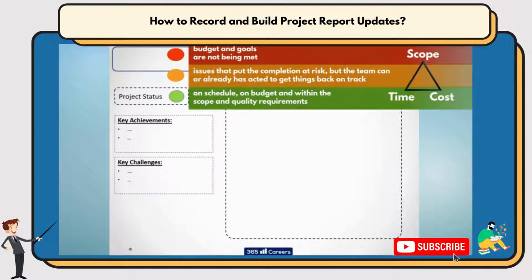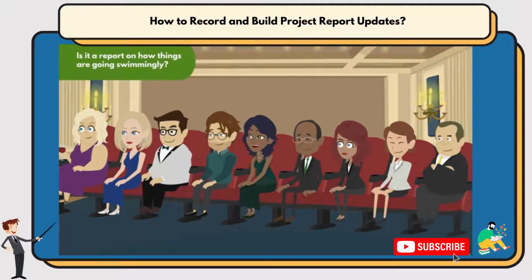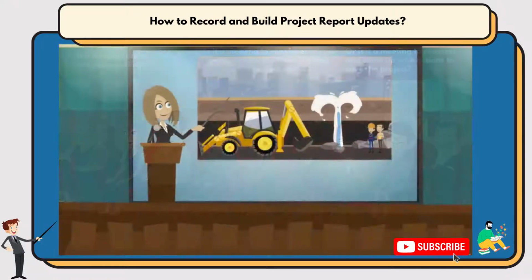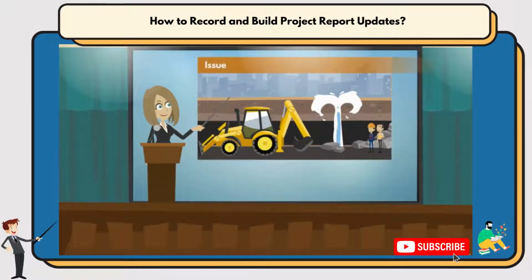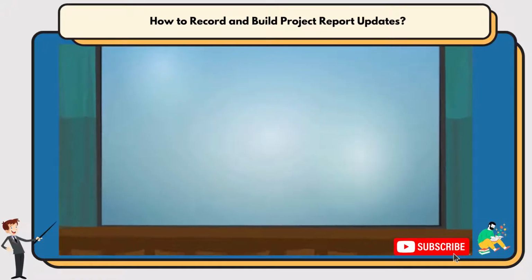This is one of the most important things going into the meeting, so everyone knows what to expect for the rest of it. Is it a report on how things are going swimmingly? Is it a meeting to convince everyone how the team is going to make the project work? Or is it a meeting to reassess and come up with actions to save the project? The project manager decides the status of the project and can use it tactically to highlight any issues that may become a big problem if not addressed. Once a high-level status has been determined, the meeting can head into individual work streams for detailed updates.